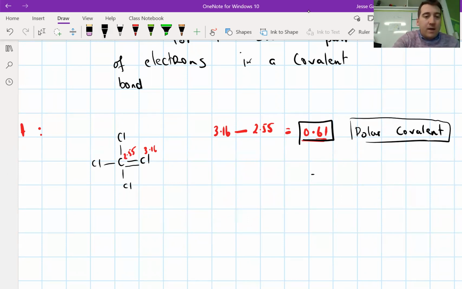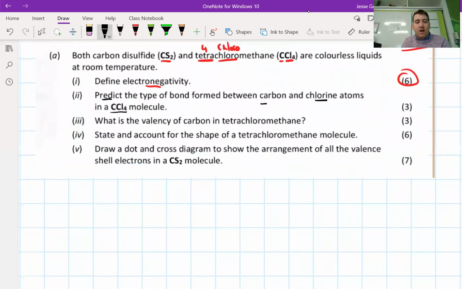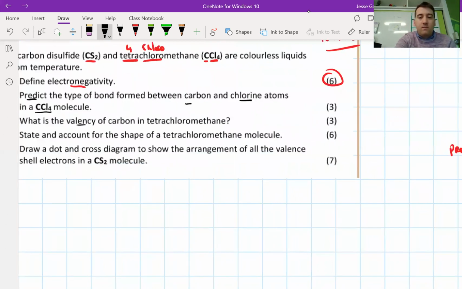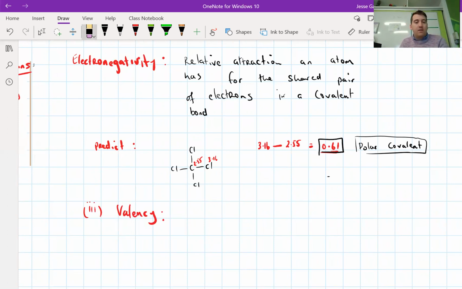All right, the next bit is: what is the valency of the carbon in tetrachloromethane? So the next part is part 3, and it's the valency. If you know what that means, go ahead, pause the video, write down the answer. If you don't know what that means, here's a hint: it's how many bonds the carbon has formed. Pretty straightforward. Valency refers to how many bonds are made by that atom. So now that you know that, pause the video, write it down.